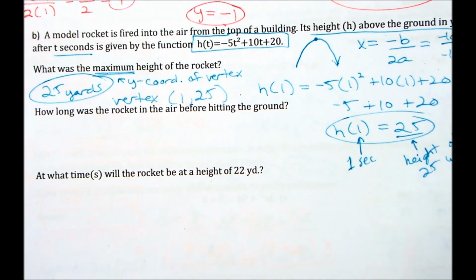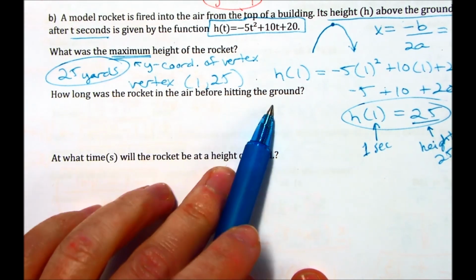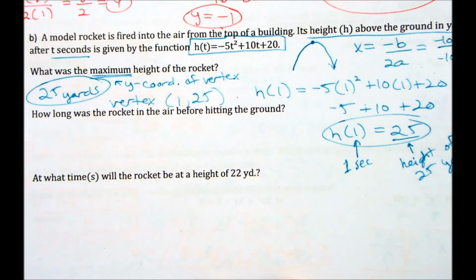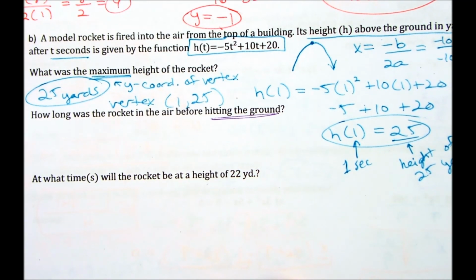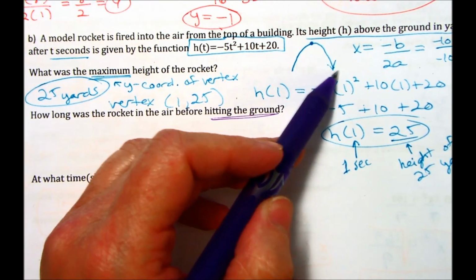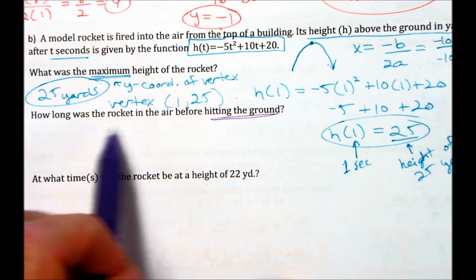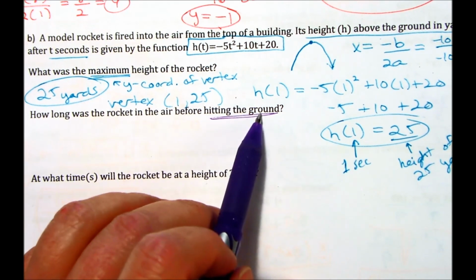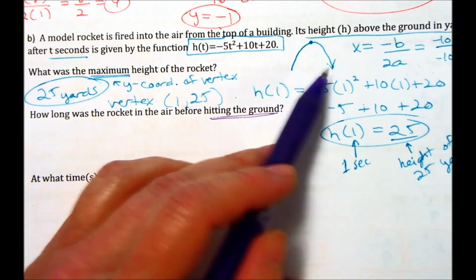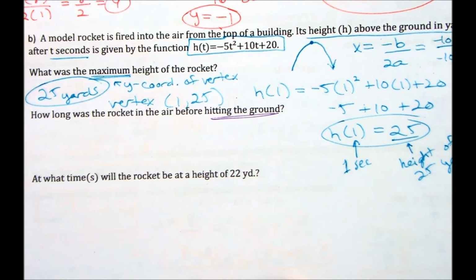All right, so we found our vertex. Now we want to know, how long was the rocket in the air before hitting the ground? Well, you have to think a little bit. If something is hitting the ground, what would the height have to be? Wouldn't it have to be 0? Because it's on the ground, your height would be 0. So when you're asked to figure out how long something takes to hit the ground, usually your height would be 0. You're going to set this equation equal to 0 and solve.